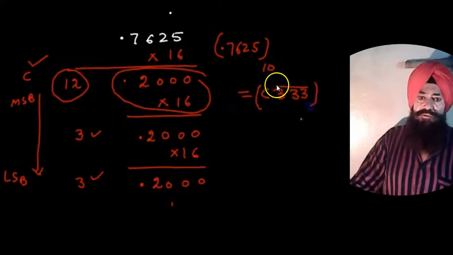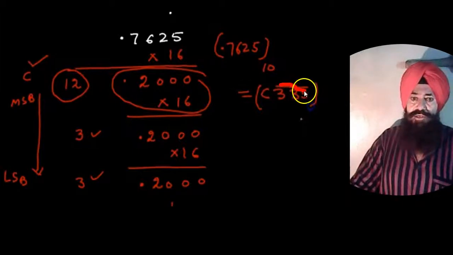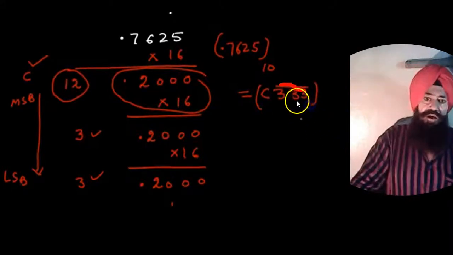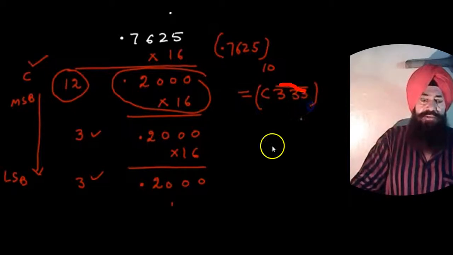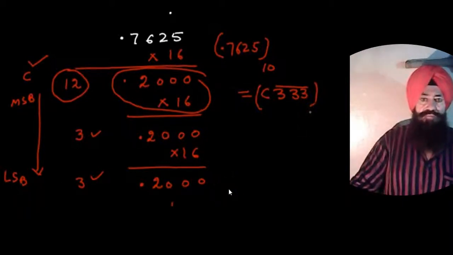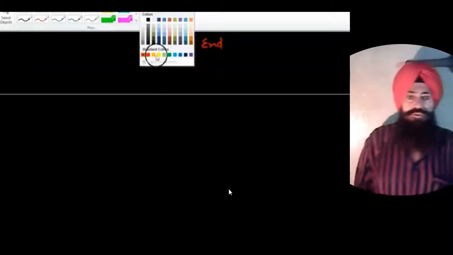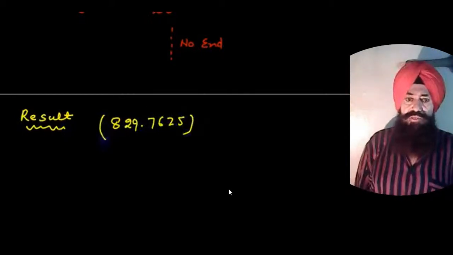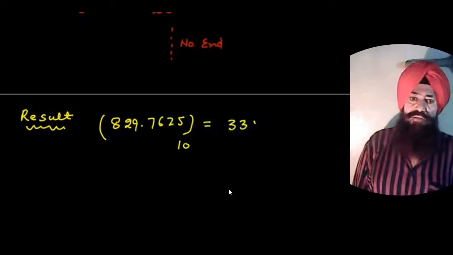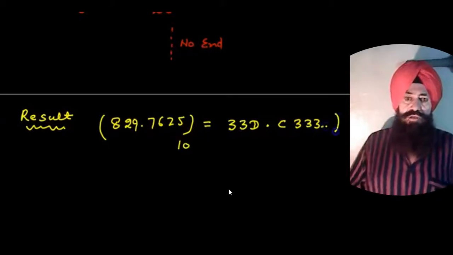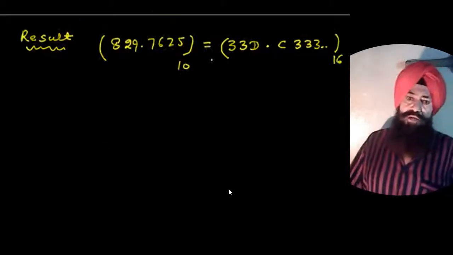Now why this line? This line shows that the calculation is not complete. The calculation is incomplete and we are taking only some places. Okay, so that's what this bar represents. So our result becomes: 829.7625 of the decimal system is now 33D.C333 and dot, that means no end.